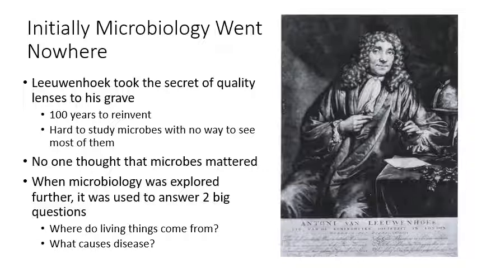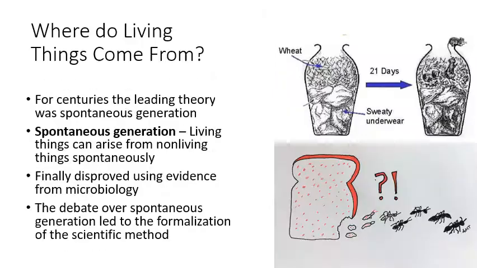First, where do living things come from? And second, what causes disease? So first, where do living things come from? For many centuries, people thought that living things come spontaneously from non-living things. And this idea is called spontaneous generation, and it was the leading theory since the ancient Greeks, basically.